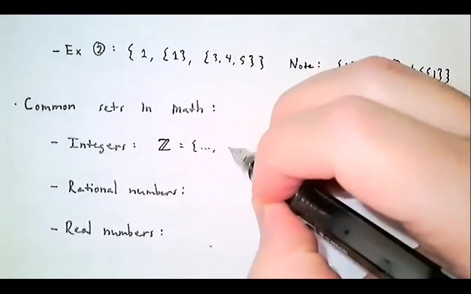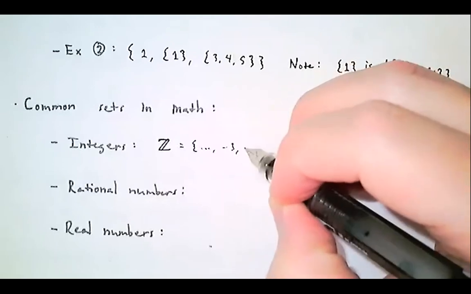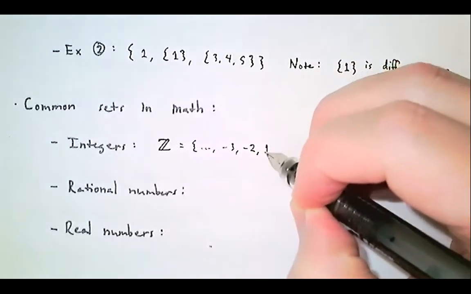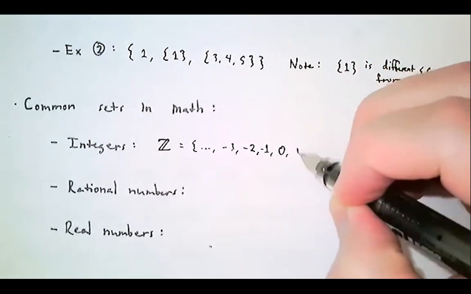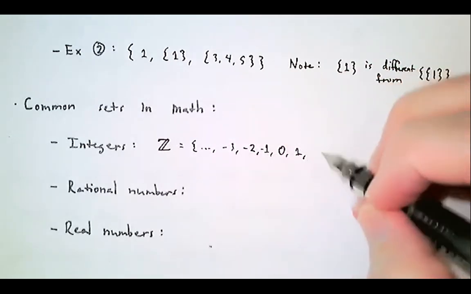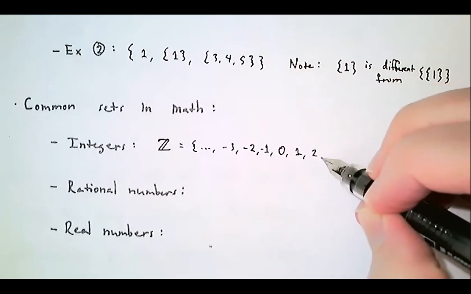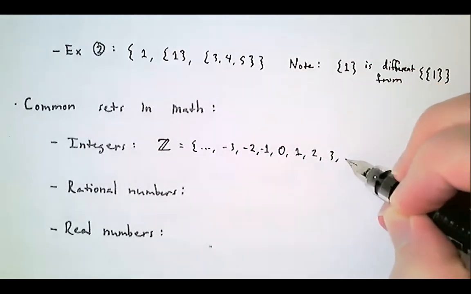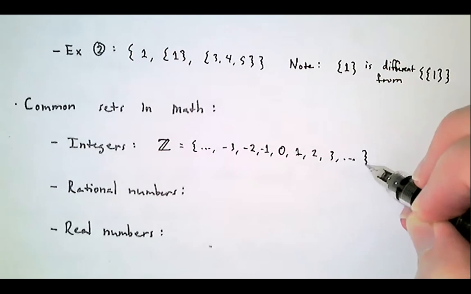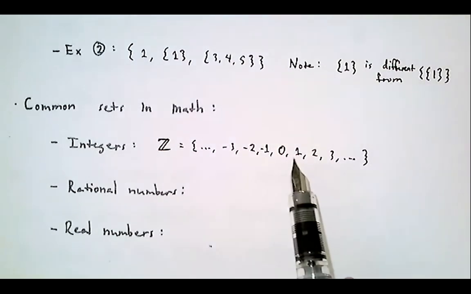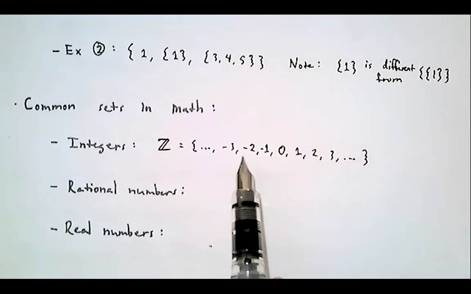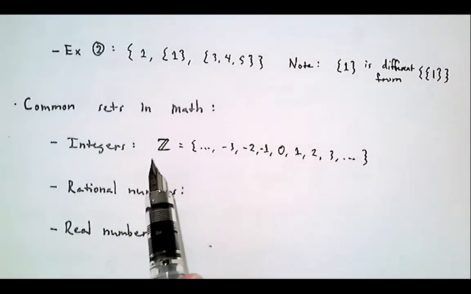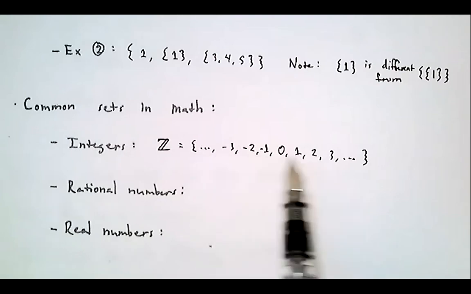So like I said, these are the whole numbers. I can list out a few of them. We have negative numbers, 0, and then the positive numbers. And you could continue counting positive numbers forever, and you could also continue counting negative numbers forever. That's why I put these little dots here.